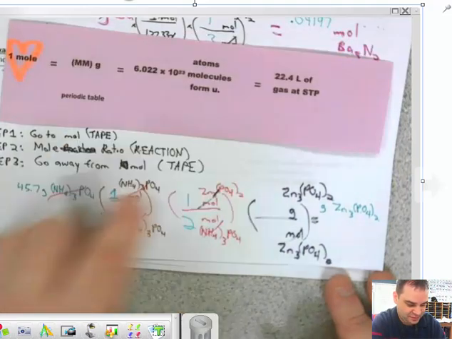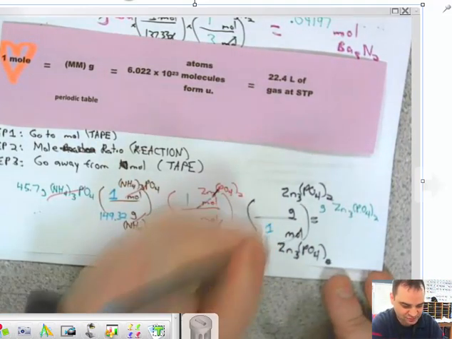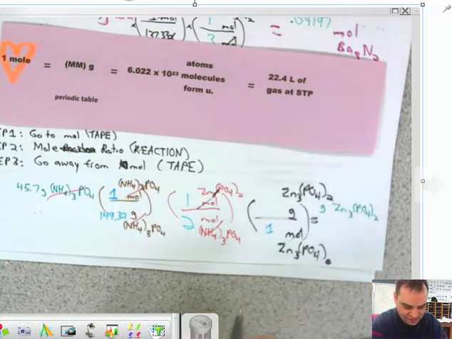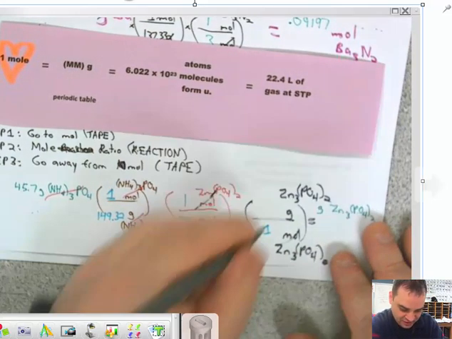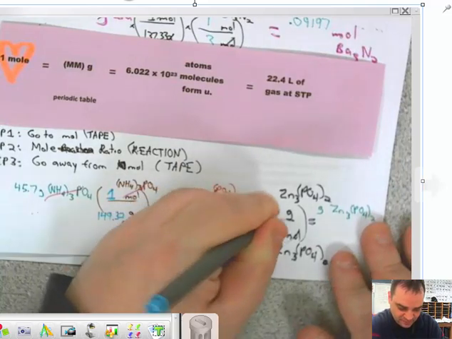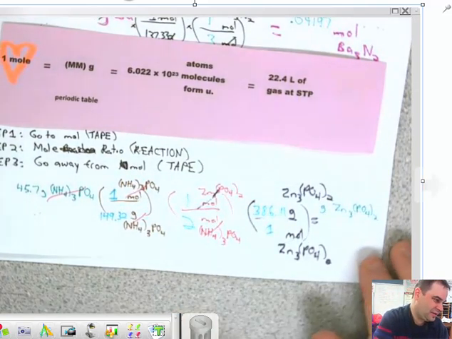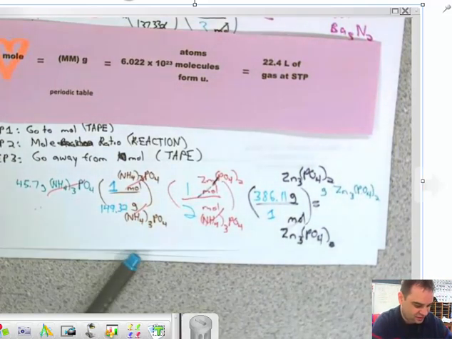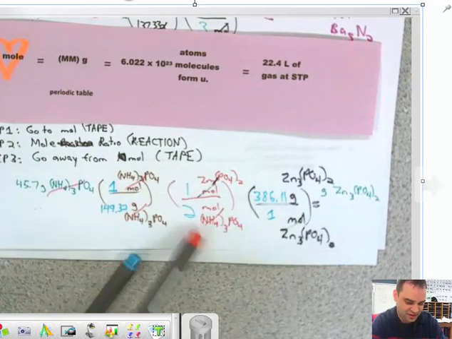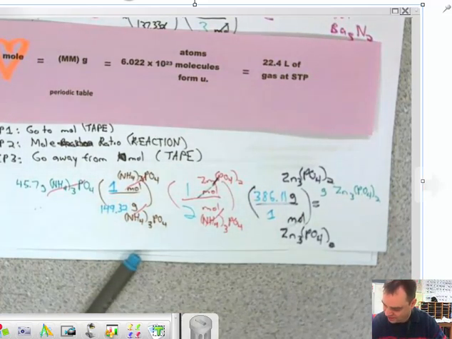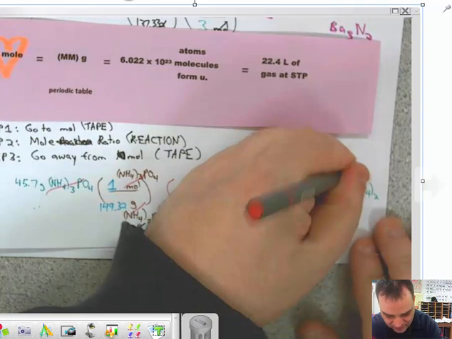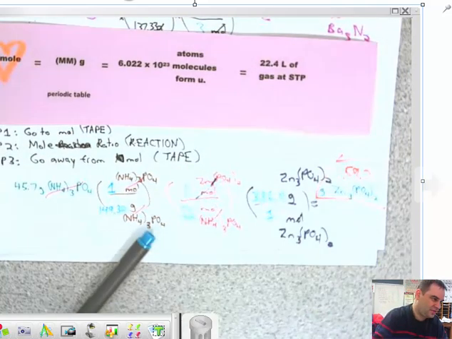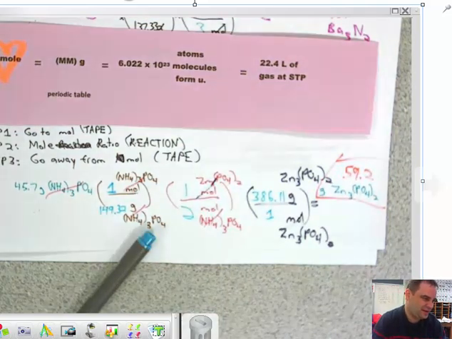Final step, back to the tape. Tape says 1 mole. Put 1 mole. Zinc phosphate says we need the molar mass. Do you trust me with the molar mass? I think I have it memorized. It's 386.11. Okay. You would know how to find that, right? Of course you will. Okay. And then we solve the problem here by multiplying, dividing, multiplying, dividing, multiplying, dividing. Rounding to 3 sig figs. And we end up with 59.2 grams of zinc phosphate. That is our final answer on that problem.